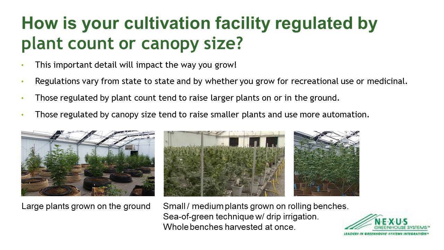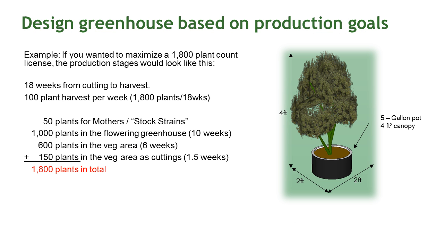Your determination of how to space your plants and what size plants to grow really just has to do with what's going to give you the best end yield. Let's say, for example, you're in Colorado and you have an 1,800 plant count license, and you want to figure out how many plants you're going to harvest per week. If you're 18 weeks from the time you cut to the time you harvest, and you're counting all your cuttings, you're looking at about 100 plants per week.